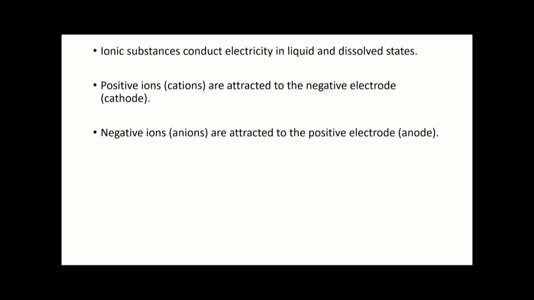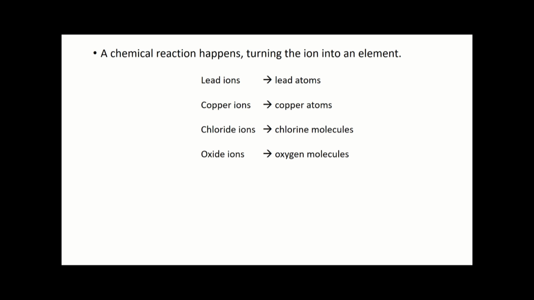So, ionic substances conduct electricity in liquid and dissolved states. Positive ions are attracted to the negative electrode. Negative ions are attracted to the positive electrode, and there are some key words that we need to learn. And our chemical reaction is going to turn our ions into elements.